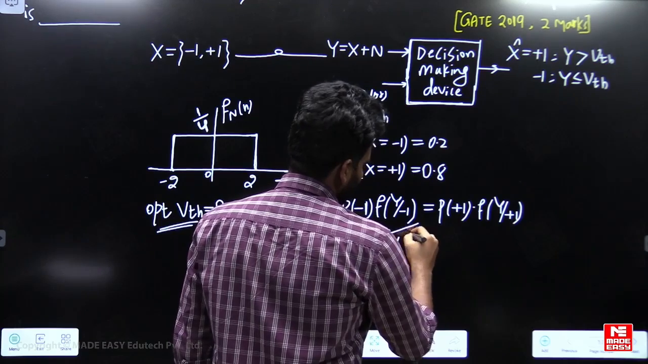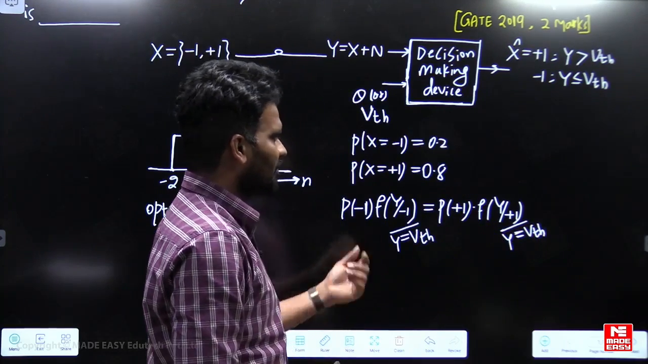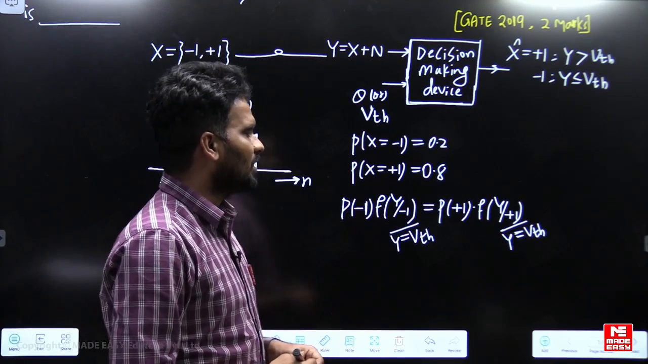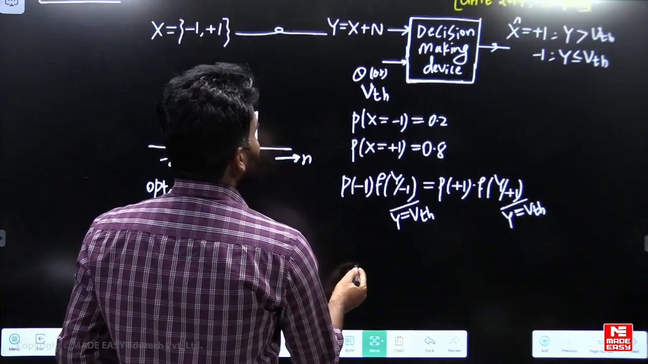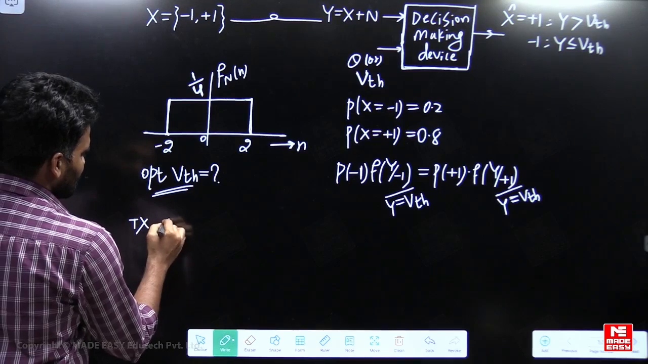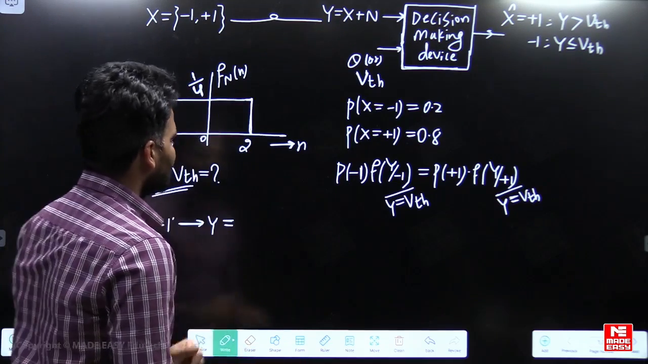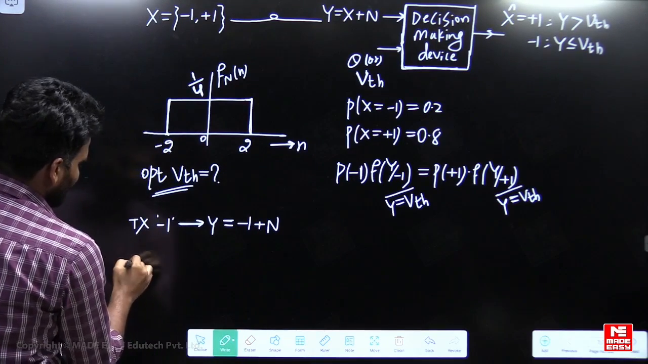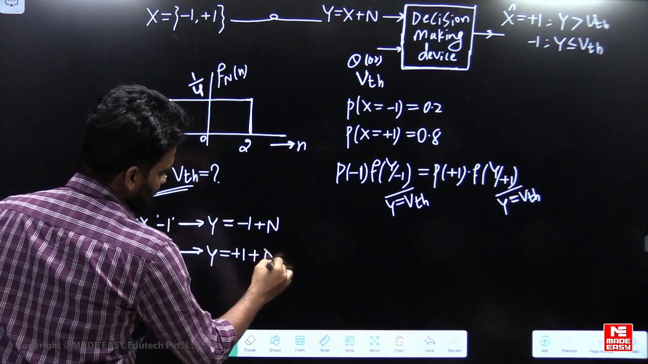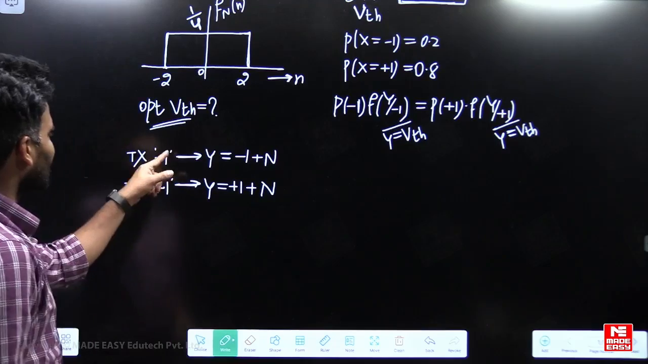So first we need to find the density function of y when -1 is transmitted and the density function of y when +1 is transmitted. In transmission of -1 from the source, y will be equal to -1 plus n, and in transmission of +1, y will be equal to +1 plus n. Now let's see what is the density function of y when -1 is transmitted.